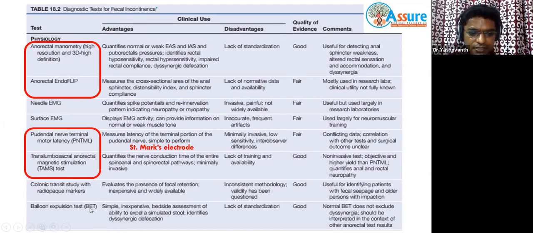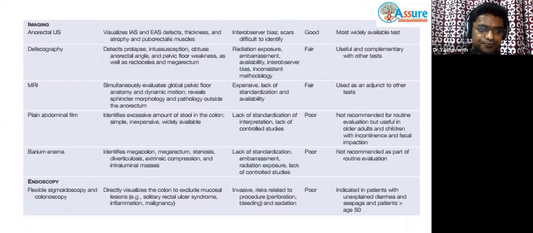Balloon expulsion test is the same test which I discussed with you before. So here the patient won't be able to hold the balloon, or sometimes there won't be any pressure from the rectum because of the neuropathy, and the rectum won't be able to contract.